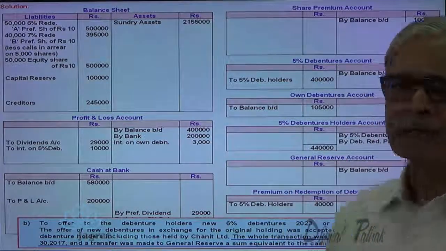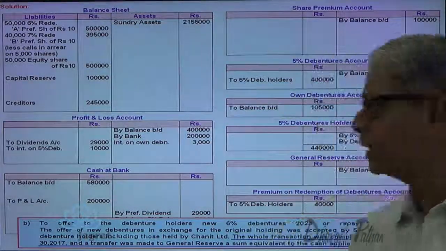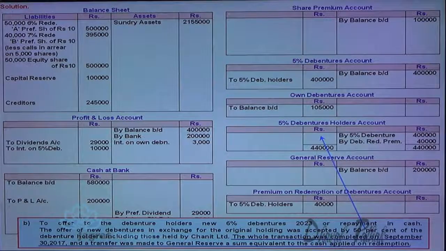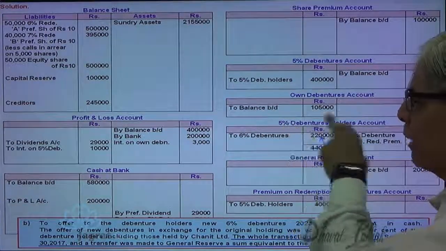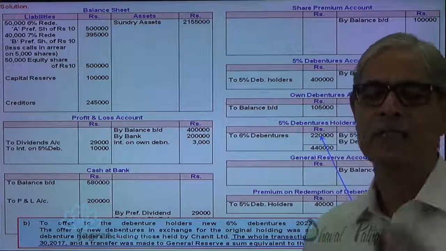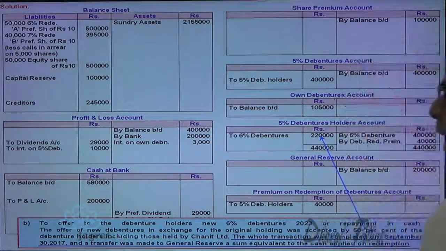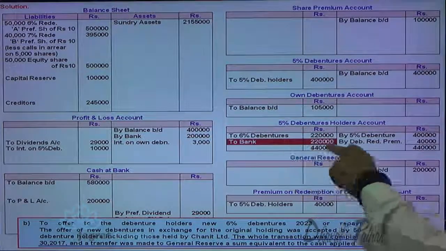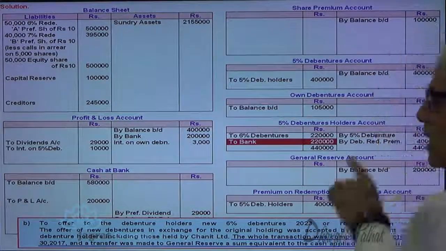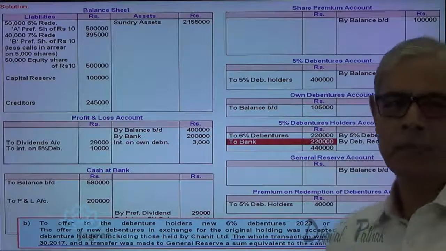So 4,40,000, 50% thereof is 2,20,000. So for 2,20,000 new debentures, instead of 5% debentures, new debentures of 6% debentures are issued. And for remaining 2,20,000, the payment is made in cash. So this is to be paid in cash. So this is how the debenture redemption took place.